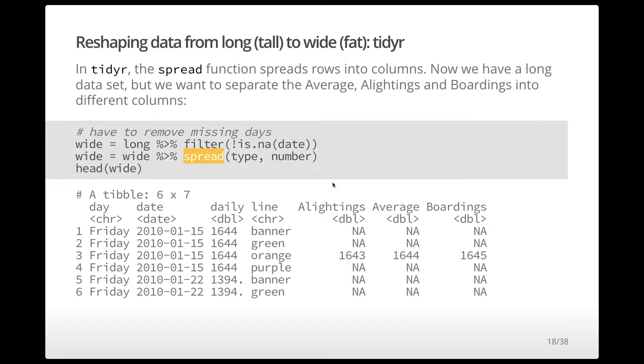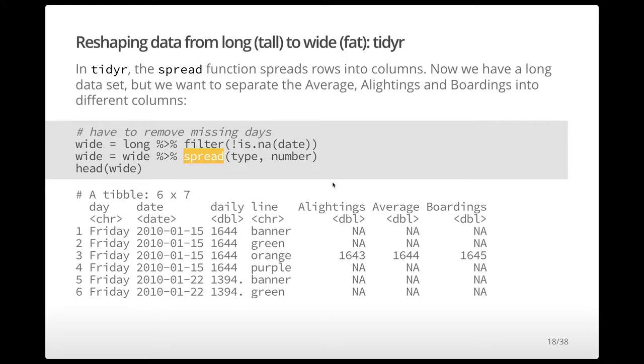In this case, number. So for example, on Friday, January 15, 2010, the boundary line, the green line, the purple line, we're not running. The only line that was running is the orange line. Okay? So it's spread it out for each day, all of these three different observations.